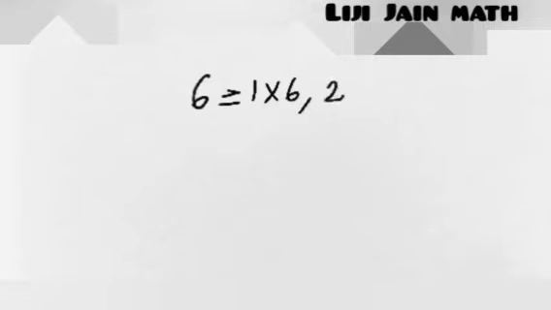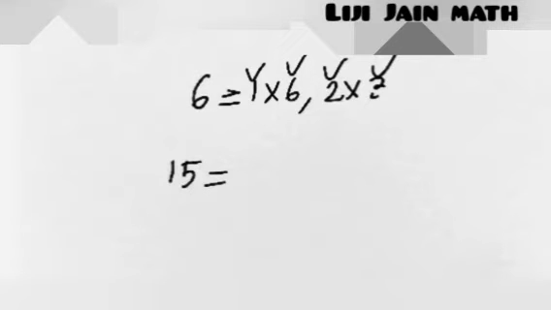6 can be written as 2 into 3. What else? Any other option? No, this much only, isn't it? We can't represent 6 as the product of any other numbers than this, isn't it? So, since 6 can be represented as the product of 1 and 6 and also as the product of 2 and 3, these numbers 1, 6, 2 and 3 are known as the factors of 6. Not the prime factors, just the factors.